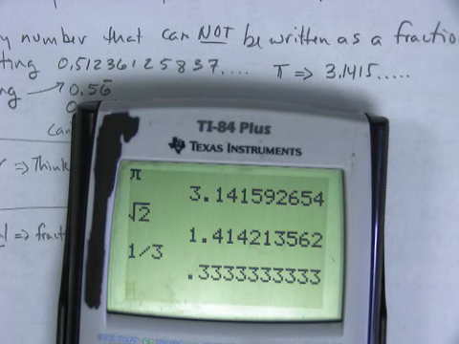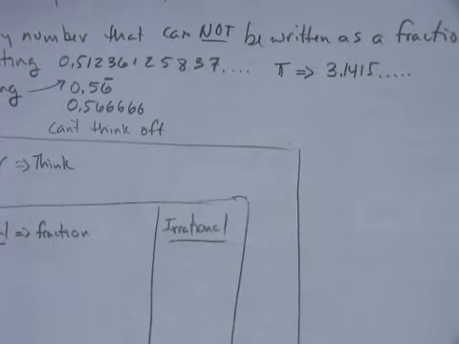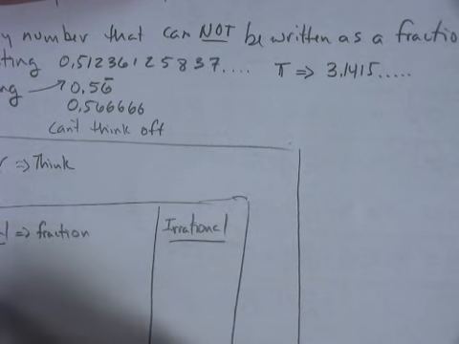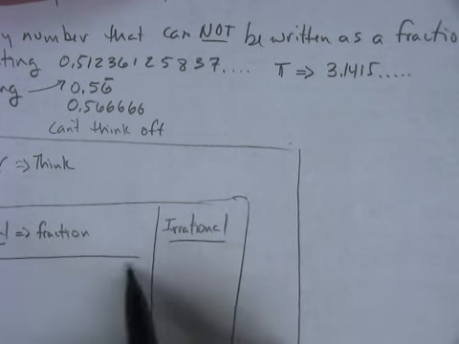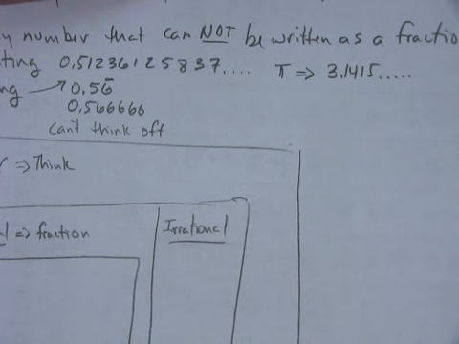All right, so we got a feel for irrational numbers. Let's keep breaking it down. Once we get into rational numbers, we can look at some other sub-classifications. So the next sub-classification is going to be integers.